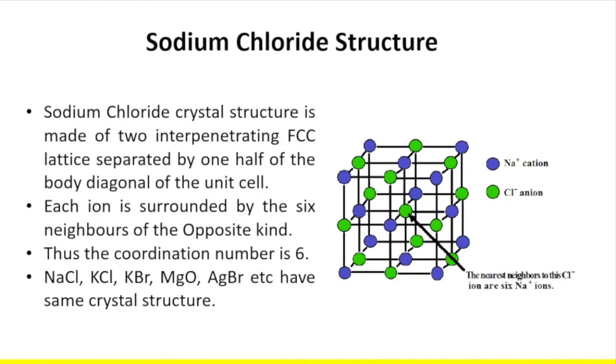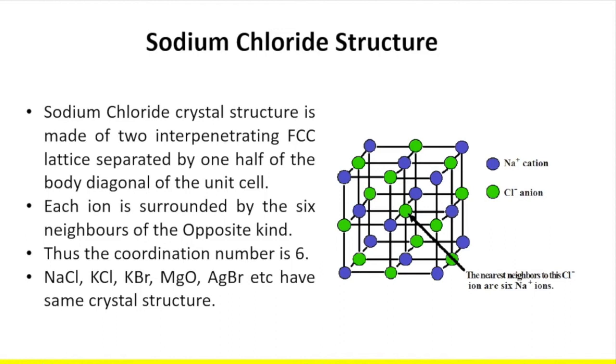This sodium chloride structure is also an FCC structure, and here the two FCC structures are interpenetrated into each other and they are separated by one half of the body diagonal of the unit cell. Here each ion is surrounded by six neighbors of the opposite kind.